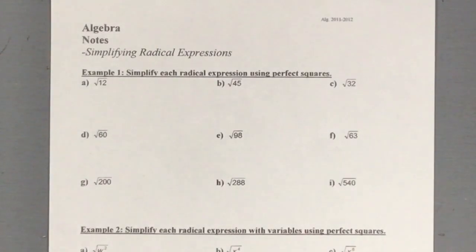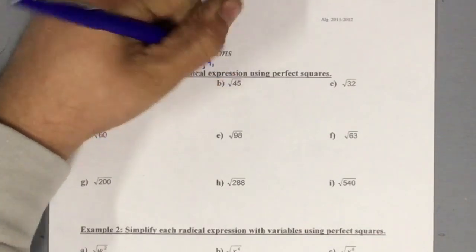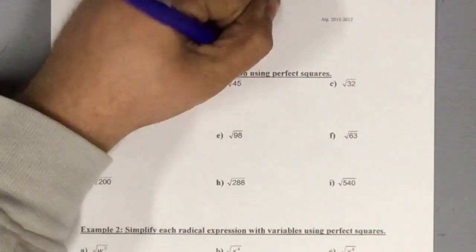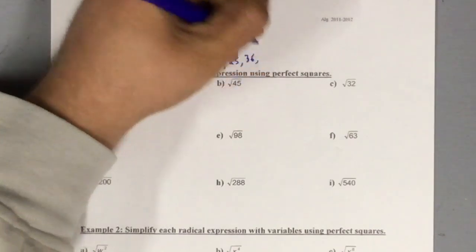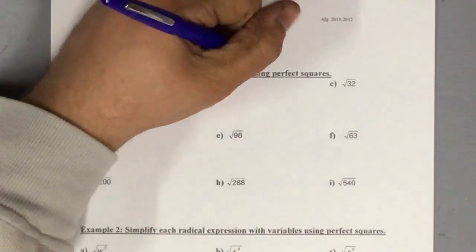Here, I have a couple of notes for you. These problems are going to go very quickly. The thing that I want you to keep in mind are these numbers that I'm writing up top. These numbers, and sorry my hand's covering it, these are all your perfect square numbers. These are the numbers that you get when you multiply a number by itself. So 2 times 2, 3 times 3, 4 times 4, 5 times 5, and so on.